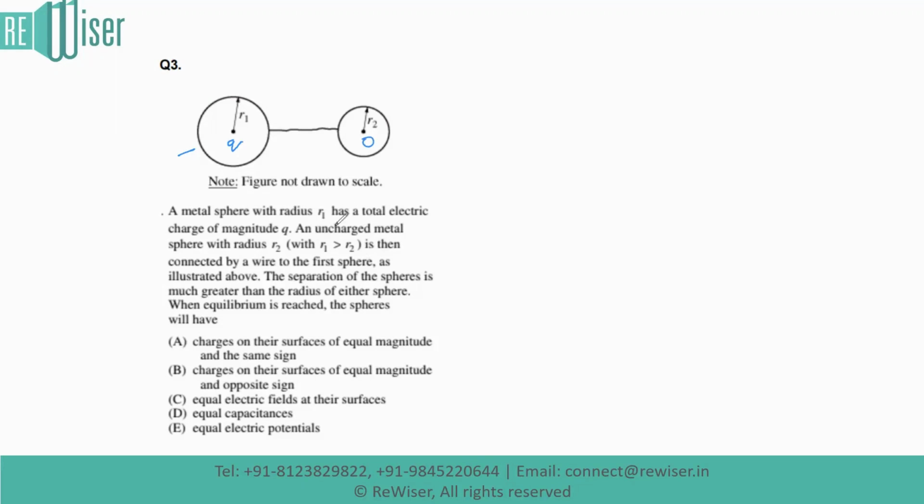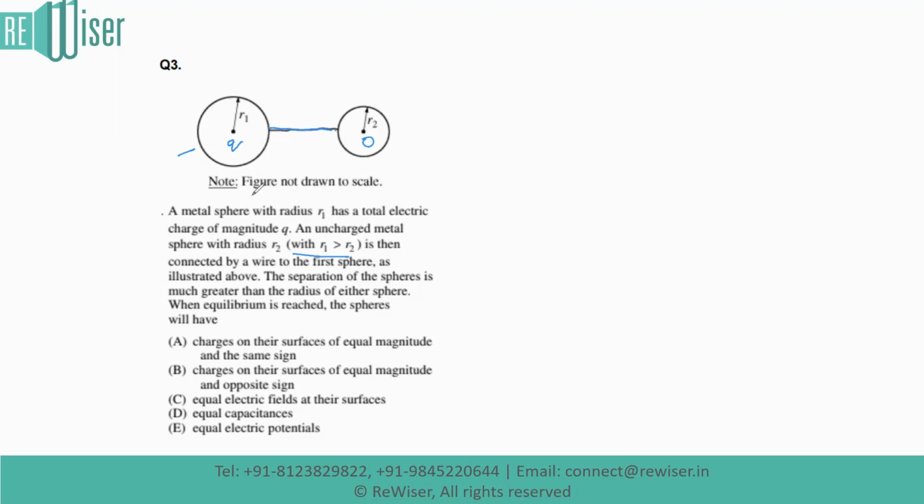As you can see, R1, this one, is bigger than this one. That is what they have told here. R1 is greater than R2, and it is then connected by a wire to the first sphere. Now this one is connected by a wire to the first sphere.